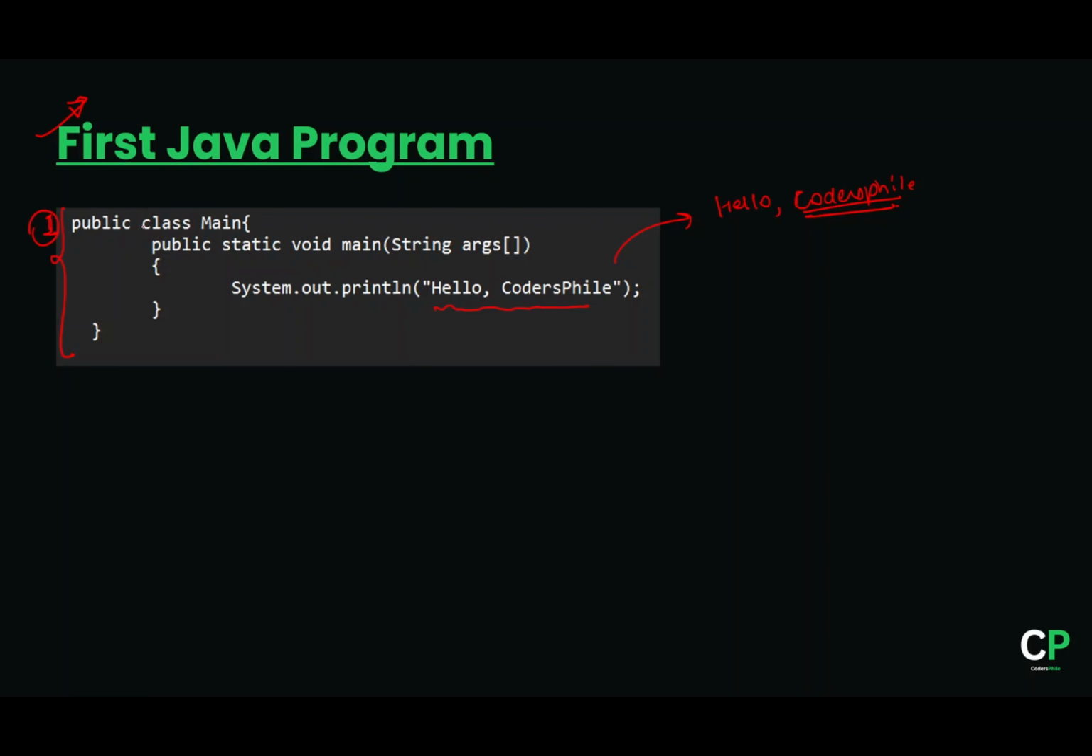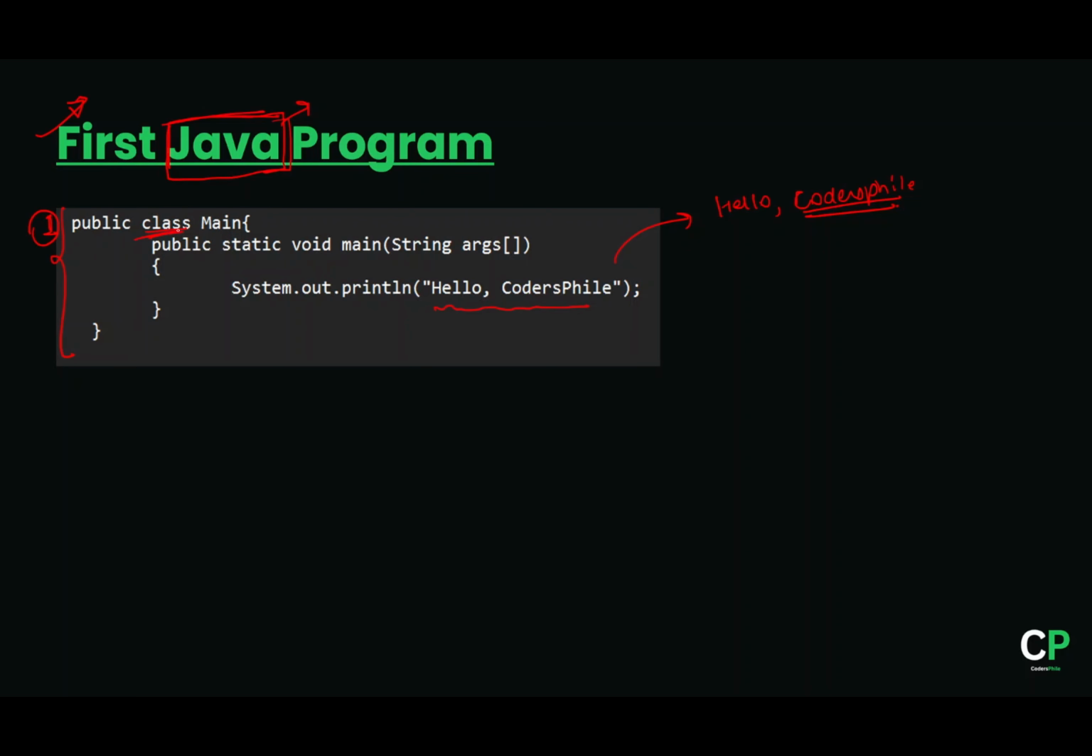Line number 1. First, understand what is public class main. As we know, Java is a fully object oriented programming language. It means that every Java program must be written inside a class. So this is that class. What we have done initially is define the class.